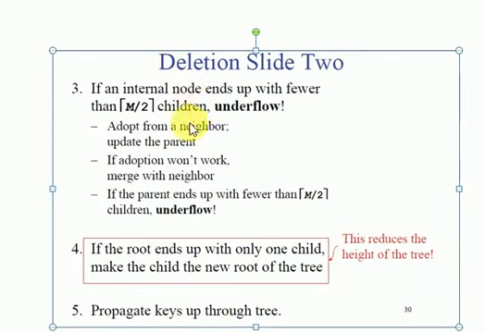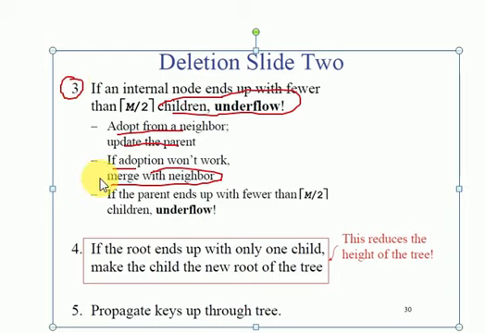So here, if an internal node underflow occurs, what we'll do is adopt from a neighbor and update the parent. If adoption from a neighbor won't work, then again we'll go for merging with the neighbor. So this point 3 talks about the adjustment at the index node, whereas point 2 was just talking about the adjustment at the internal node.